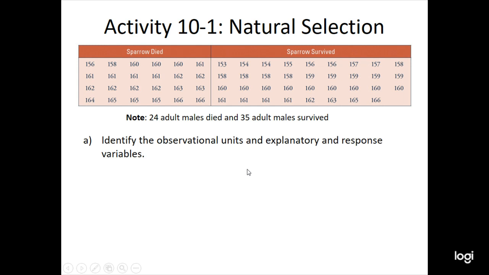So, first of all, first question, identify the observational units and explanatory and response variables. Okay, so I think you know what those are, right? The sparrows are our observational units. And there's two variables, right? There's whether or not the sparrow lived, and that's a categorical binary variable. And then there's the length of the sparrow, right? And we can think of the length of the sparrow as being our explanatory variable, and whether it lived or died is our response variable, okay? And that explanatory variable, the length, obviously is a quantitative variable, okay?